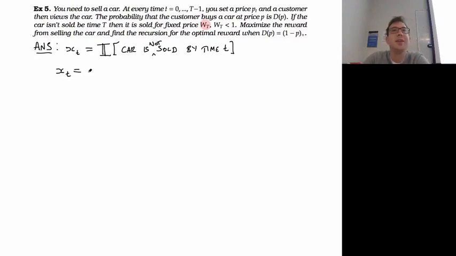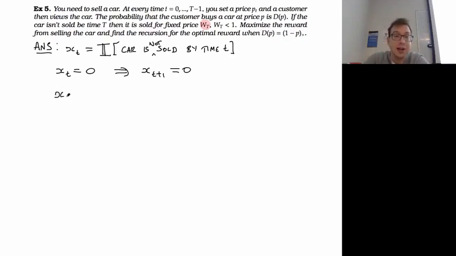In other words, 0 means I've got no car. So if x of t equals 0, then what is x of t plus 1? I've sold my car. So the next time, do I have a car or not? No, I've sold it. So if at time t I've sold my car, then at time t plus 1 I've sold my car. So that's one entry of our plant equation.